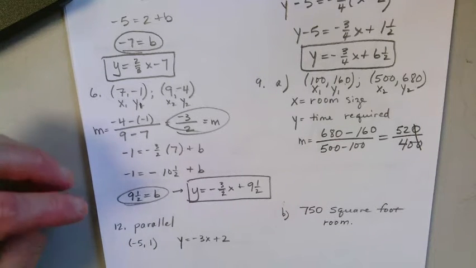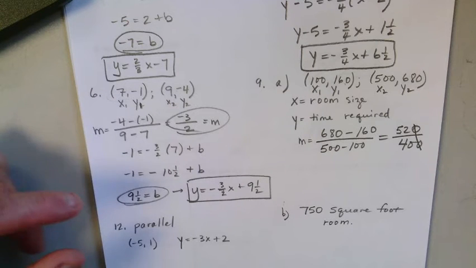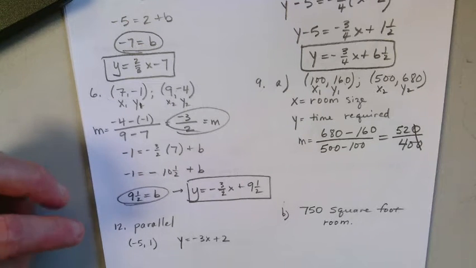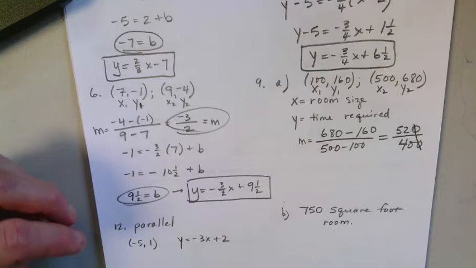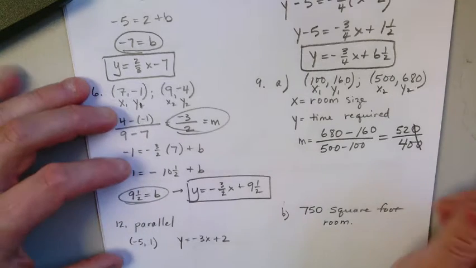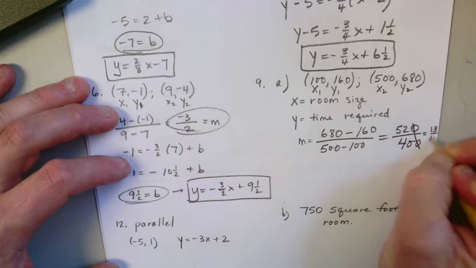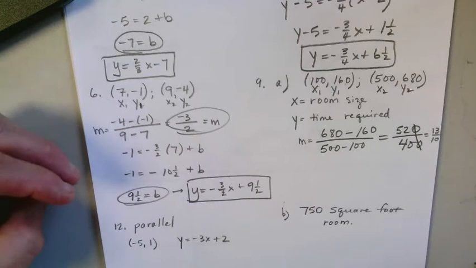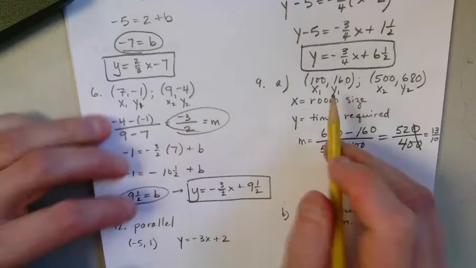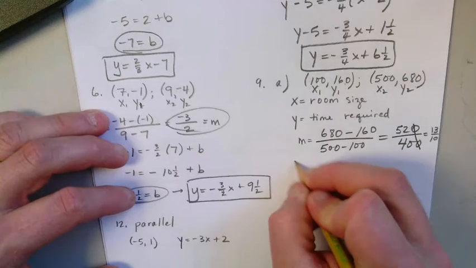Dividing by 4, I would get 13 over 10. Okay, so this ends up being 13 over 10. That's my fraction for my slope. Okay, now I'm going to use the very first one here, big numbers here.